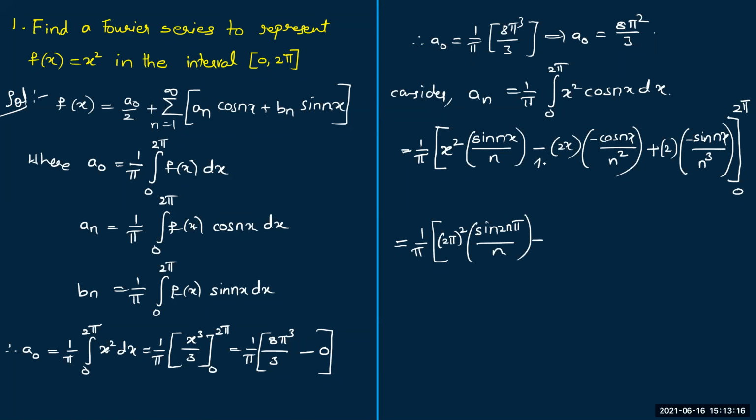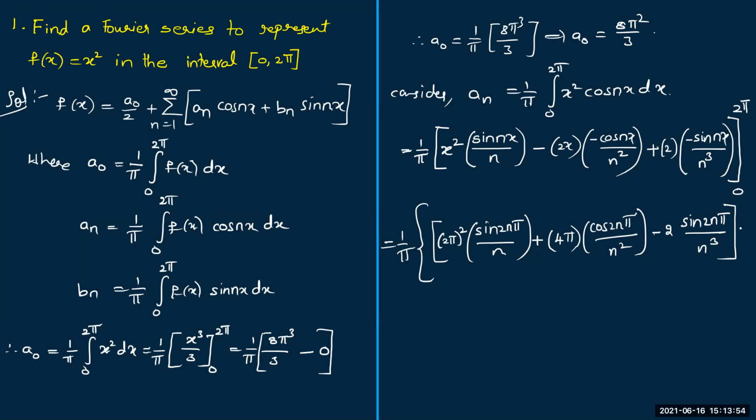Minus, in fact, you see here also there are two minus signs. When you multiply those two minus signs, it becomes plus. Then here, if you substitute x equals 2 pi, 2 into 2 pi becomes 4 pi. And what you have here is cos 2n pi divided by n square. Then plus into this minus, minus 2 times sine 2n pi divided by n cube. These things you will get when you substitute the upper limit 2 pi. So I'm just writing it again for convenience. Now see, whatever you have substituted is the upper limit. Minus, now let me substitute the lower limit 0.